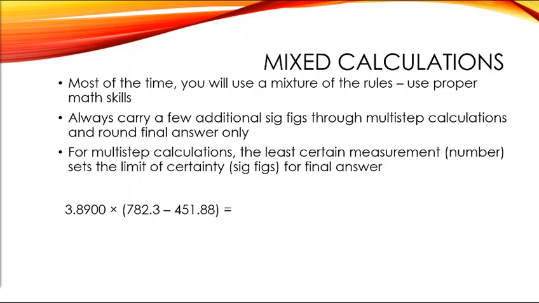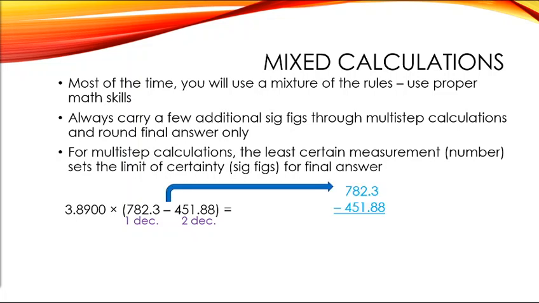What I mean by that here is, in this problem, we know inside parentheses we have our subtraction, and so we need to do subtraction first. The rules of subtraction are looking at the least number of decimal places, not sig figs, but decimal places. Just to take a look here, our 782.3 has 1 decimal place. Our 451.88 has 2 decimal places. Not just to confuse everybody, but here we go. I rewrite it on the other side so I can line them up. And we again see that our 782.3 minus the 451.88 needs to be rounded to 1 decimal place because the rules for addition and subtraction focus on decimal places, not sig figs.